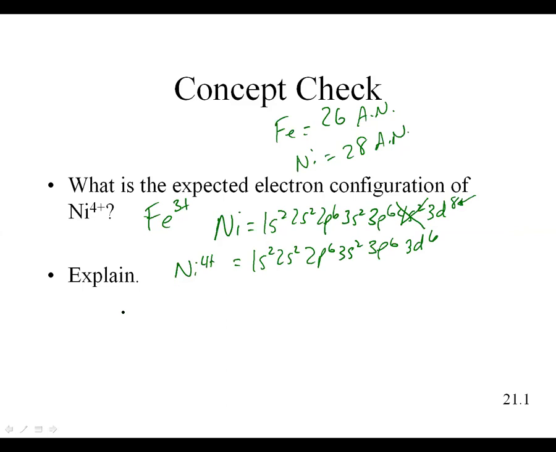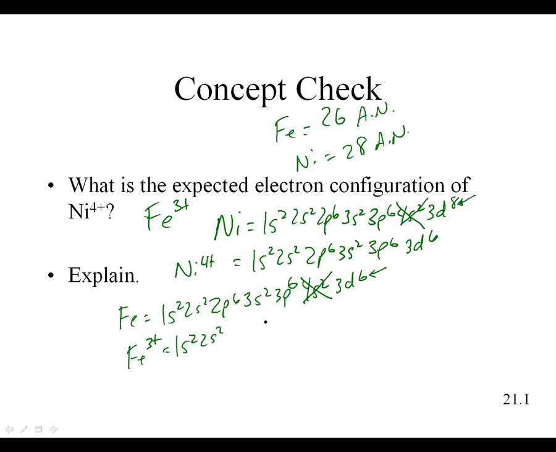Now, if we look at iron, which is 26: 1s2, 2s2, 2p6, 3s2, 3p6, 4s2, 3d6. Iron here has a +3 charge. Again, the first ones out are our s electrons. We then need to take out 1 more electron, and that would leave us with 1s2, 2s2, 2p6, 3s2, 3p6, and 3d5 in that case.